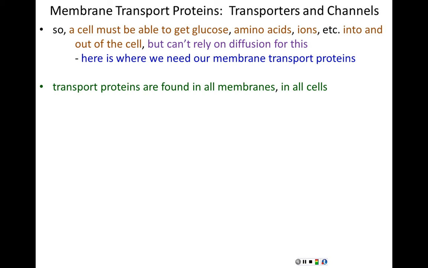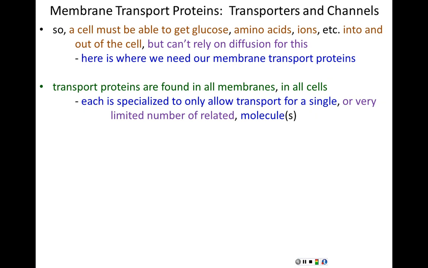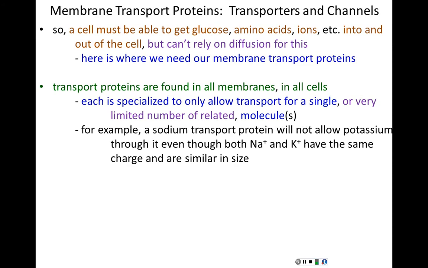Transport proteins are found in all membranes, in all cells throughout life. You cannot be a living cell without transport proteins. Each membrane is specialized with the transport proteins it contains because each transport protein is specialized for the types of molecules it will allow through. For example, a sodium transport protein will not allow potassium through it, even though sodium and potassium are roughly the same size and have the same charge. These channels and transporters are highly specialized and only allow their own particular molecules through them.